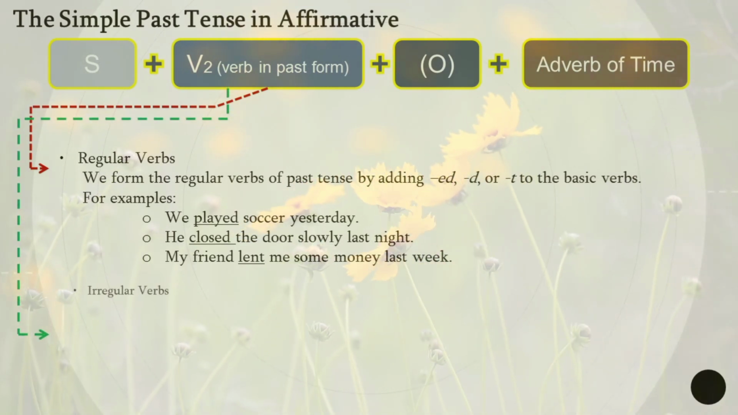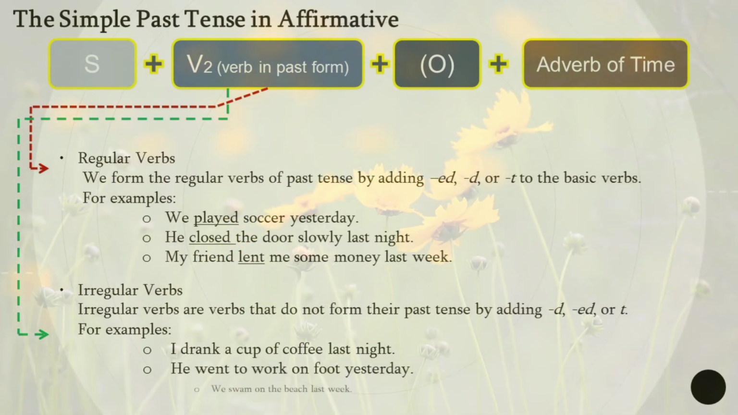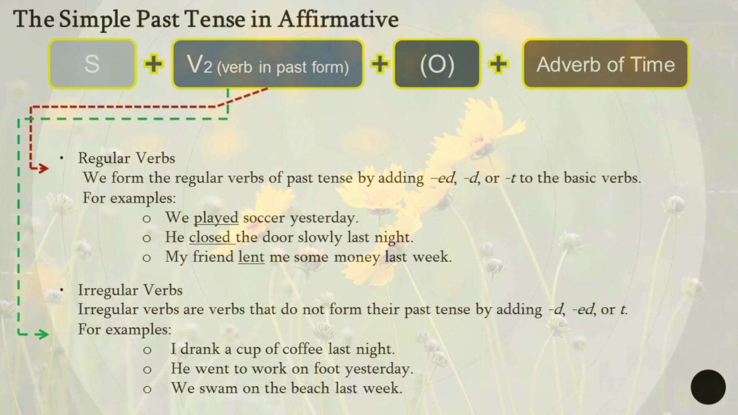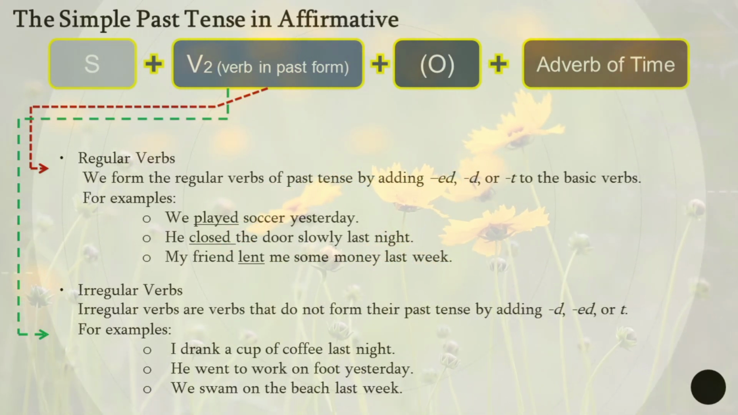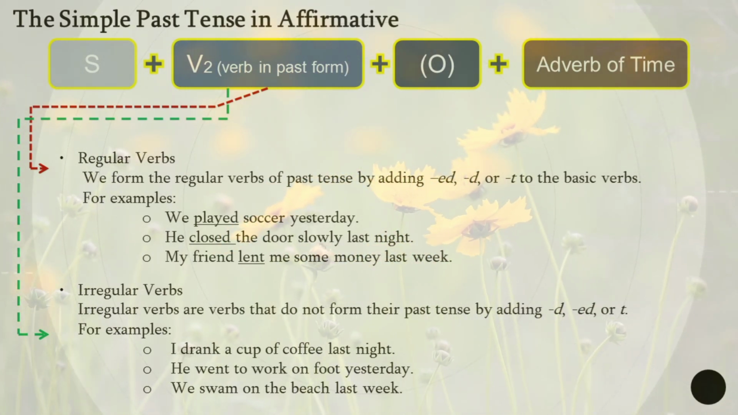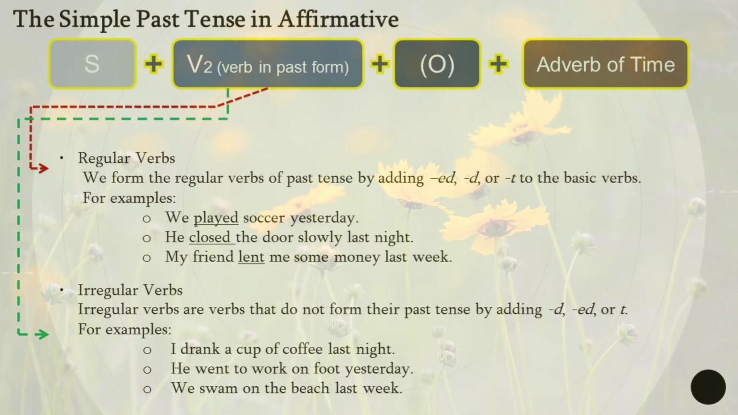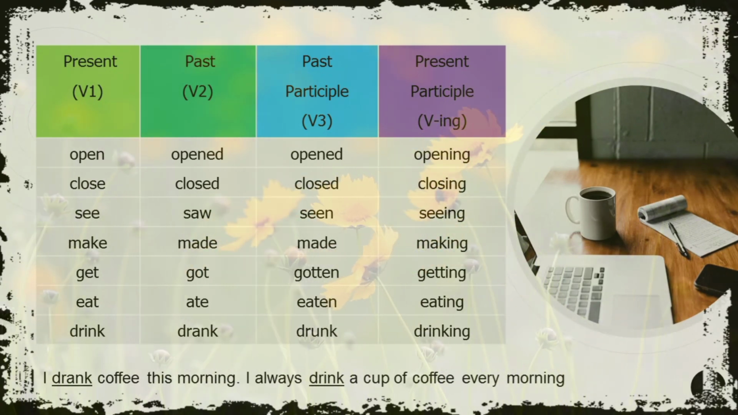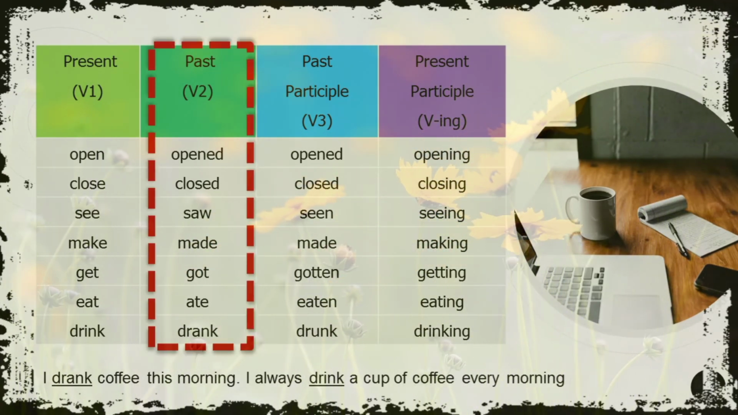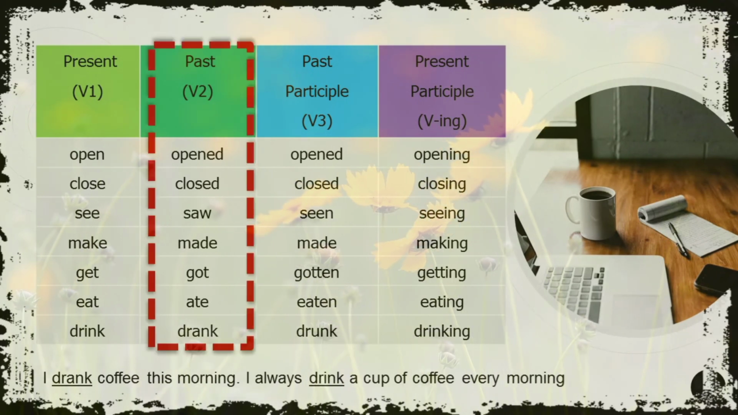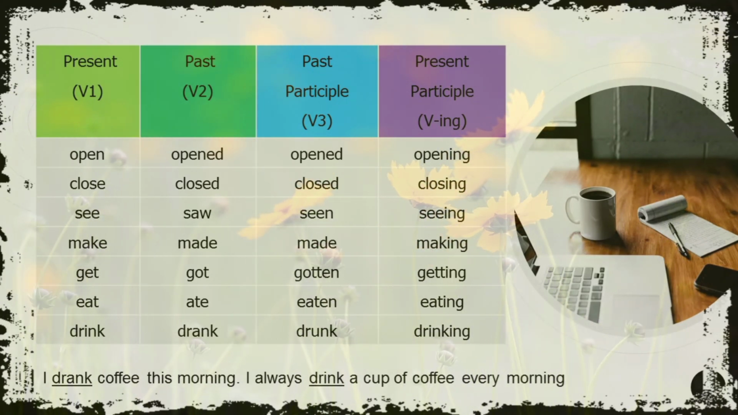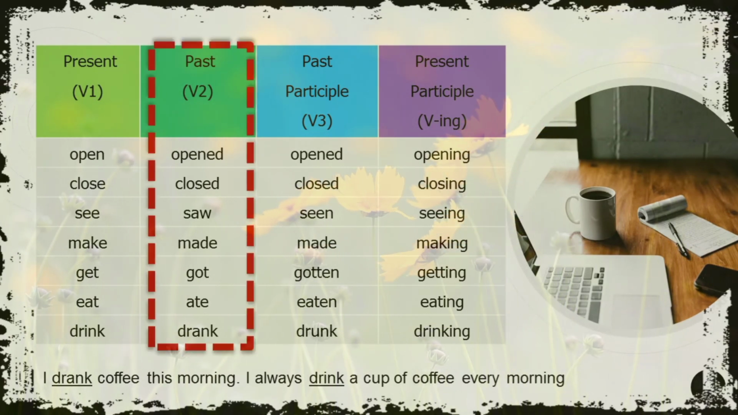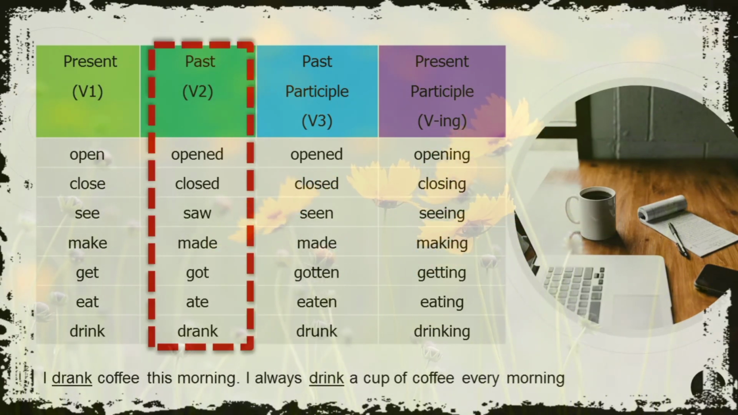Irregular verbs. Irregular verbs are verbs that do not form their past tense by adding d, ed, or t. For examples, I drank a cup of coffee last night, he went to work on foot yesterday, we swam on the beach last week. Here, some examples of the verbs in past form: open, opened, close, closed, see, saw, make, made, get, got, eat, ate, drink, drank. I drank coffee this morning, I always drink a cup of coffee every morning.